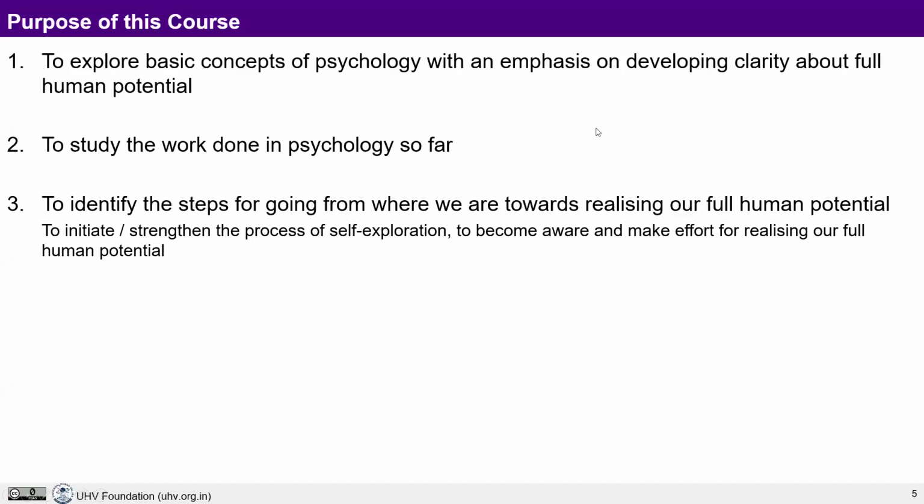The purpose of the course is to explore the basic concepts of psychology with emphasis on developing clarity about full human potential. Now that we are exposed to the basic inputs, we are acquainted with the full human potential, and then we can gradually go about exploring the possibility of achieving the full human potential through different schools of psychology. Then to study the work done in psychology so far, and also to identify the steps for going from where we are today towards realizing our full human potential. The basic aim is to reach the state of realization, to see the whole existence as it is, to see the whole nature as it is, to see the relationship as it is, isn't it?